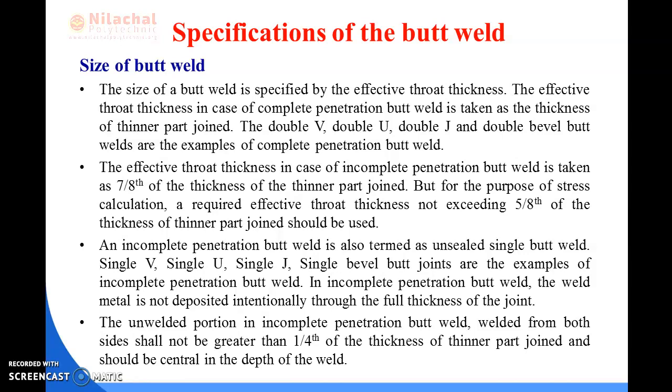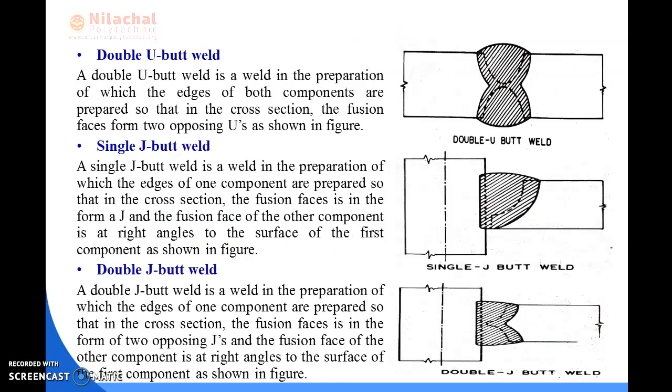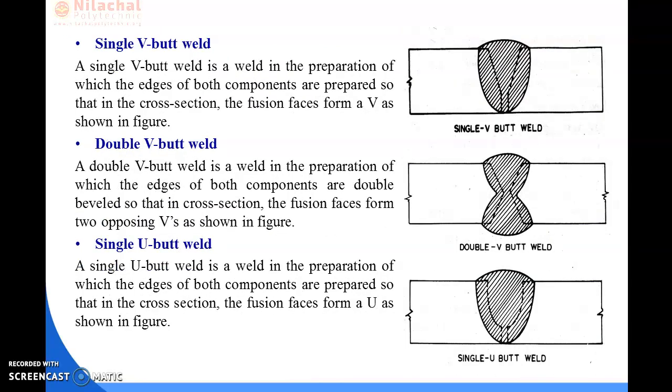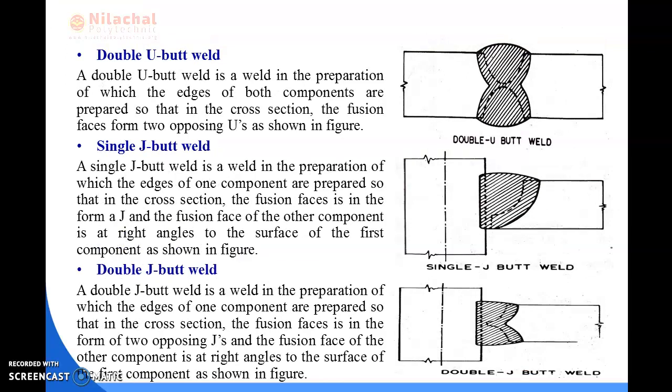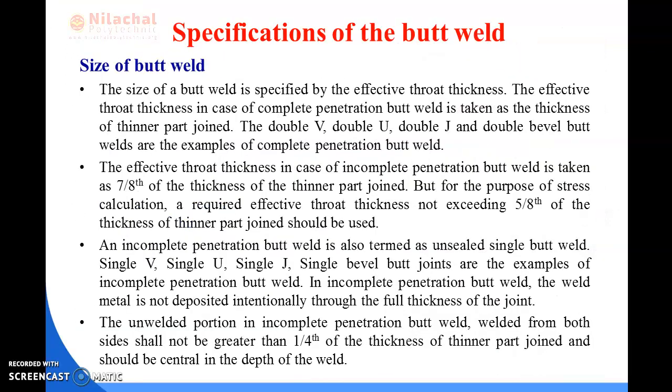So in the last class we discussed the types of butt welds, as you can see in the slides, and today we will discuss the specifications of the butt weld. There are many kinds of specifications regarding butt weld, and all these specifications are already present in the code book, which is IS 800-2007.